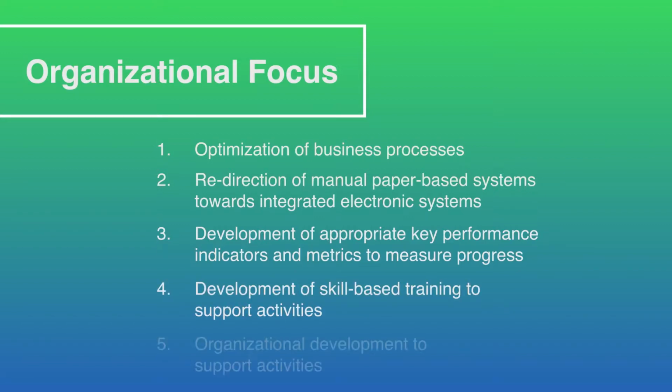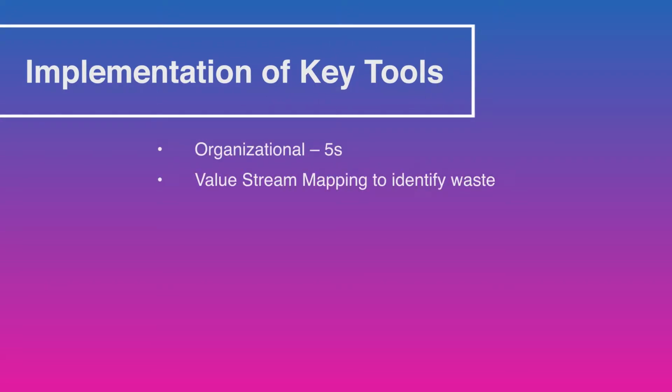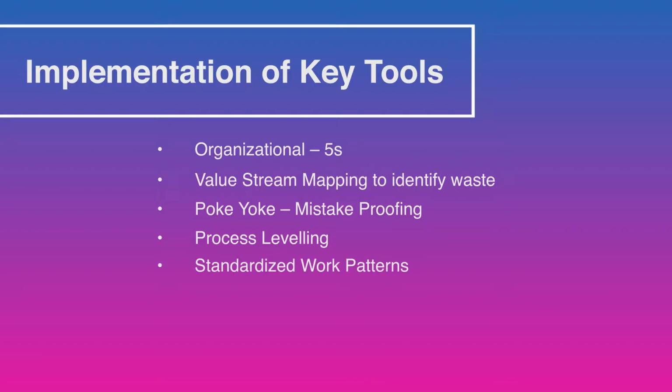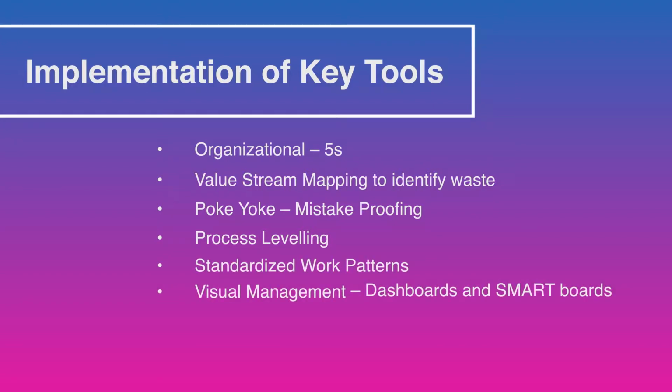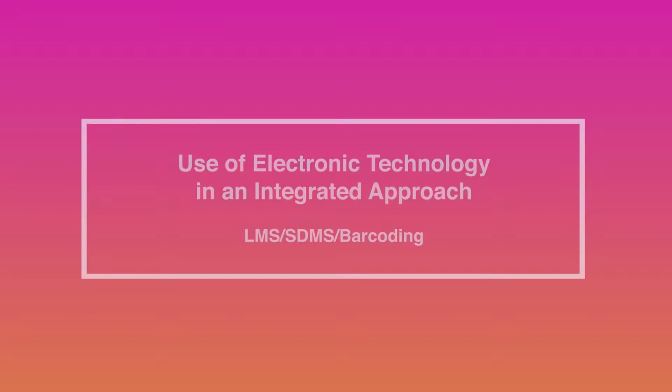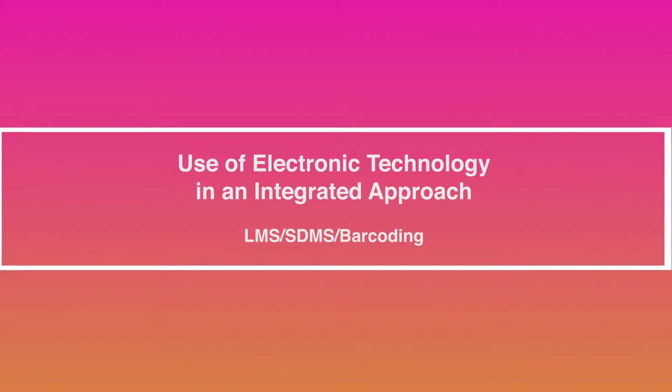This improvement in business processes is achieved through the implementation of a variety of tools and techniques, but key among them are 5S, VSM to identify waste, poka-yoke mistake proofing, process leveling, standardized work patterns, use of visual management dashboards and smart boards, and Kaizen continuous improvement events.